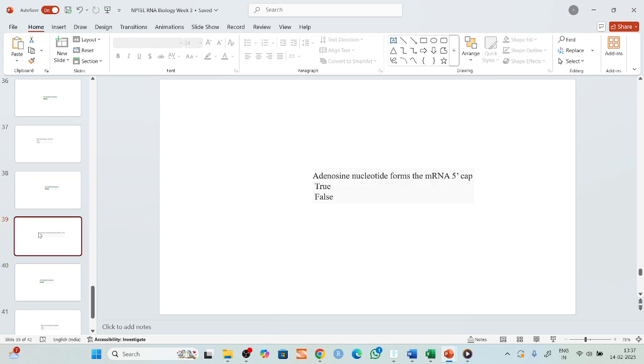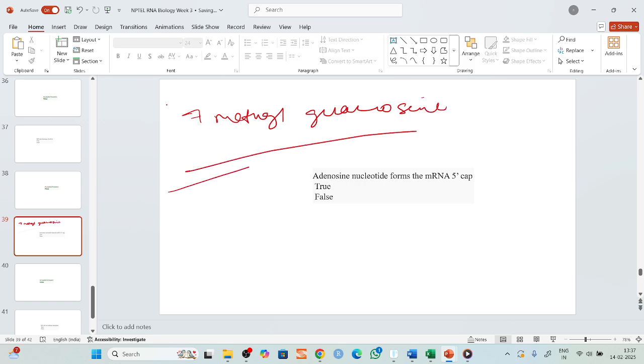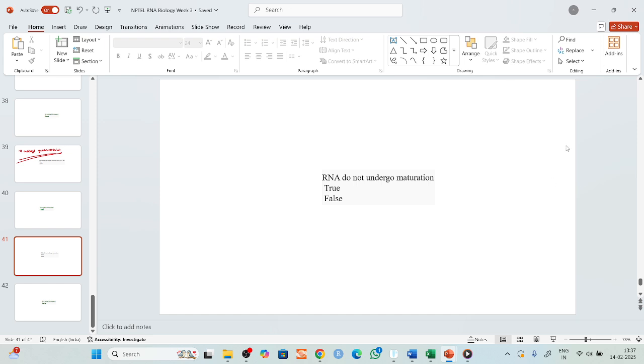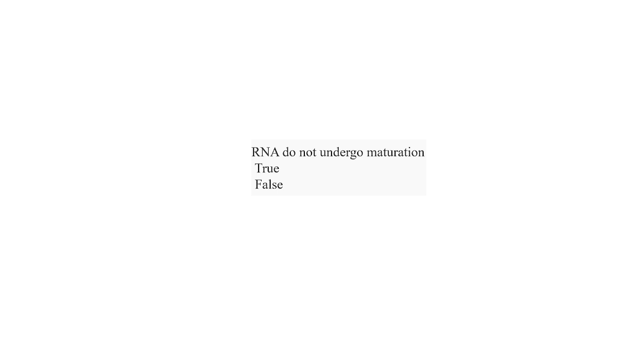The answer is false, because what gets added at the 5' end? 7-methyl guanosine gets added at the 5' end. Okay. So this is false. It is not adenosine. It is 7-methyl guanosine which gets added. Then, RNA does not undergo maturation. Is it true or false? Does RNA undergo maturation? Think.